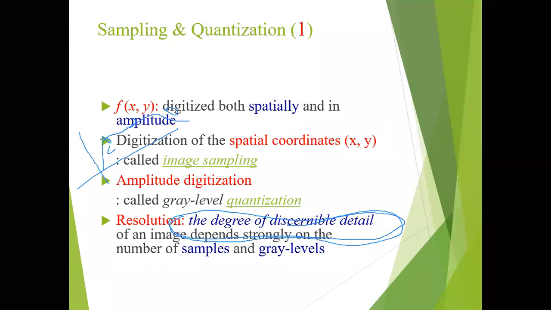For example, if I want to identify a car image, then I don't require many samples or many gray levels. If I want to understand whether it is a dog or a cat, that also requires very few samples, and very few gray levels are sufficient. Some applications require more samples, and some require fewer. So depending on the application, we have to choose the camera, the number of samples, and the number of gray levels.